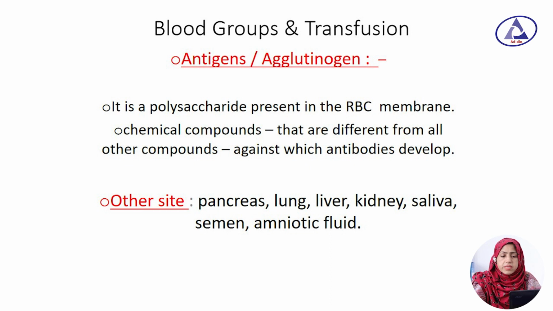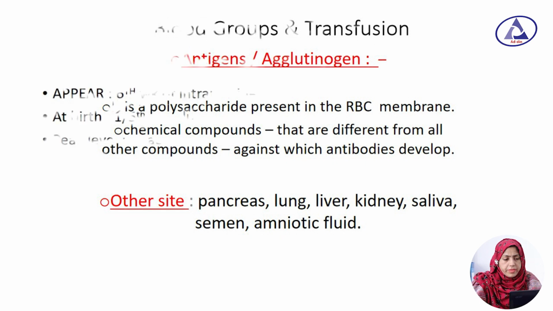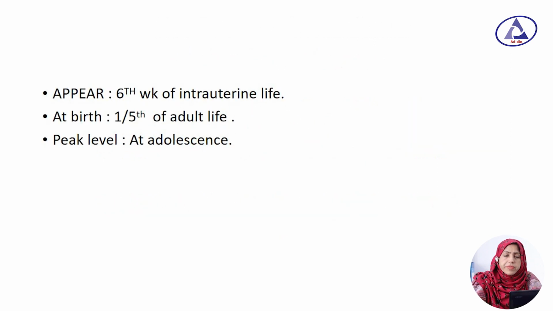What do you mean by antigen or agglutinogen? Antigen is a polysaccharide present on the RBC membrane. It is a chemical compound that is different from all other compounds, against which the antibody develops. Other than the RBC membrane, it is found in the pancreas, lung, liver, kidney, saliva, semen and amniotic fluid. It appears in the 6th week of intrauterine life. At birth, it is one fifth of the adult level, and it reaches its peak at adolescence.